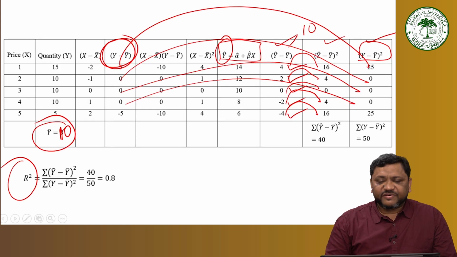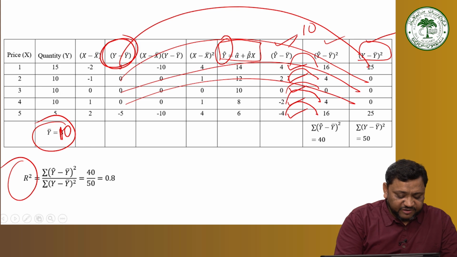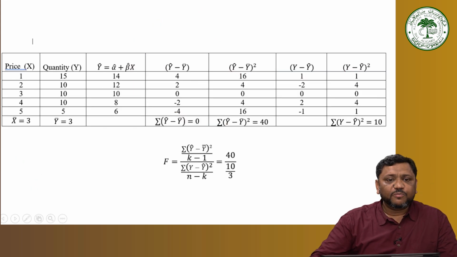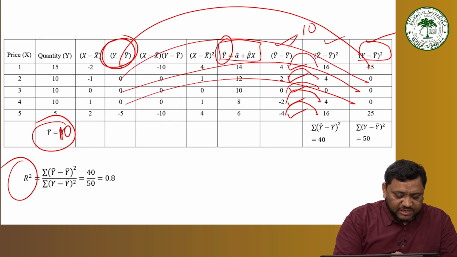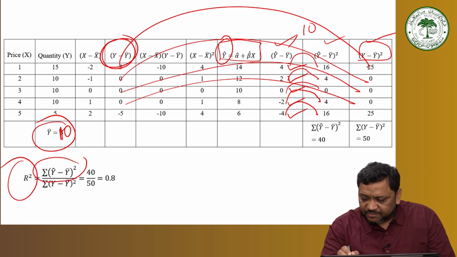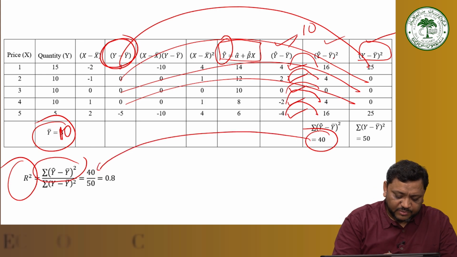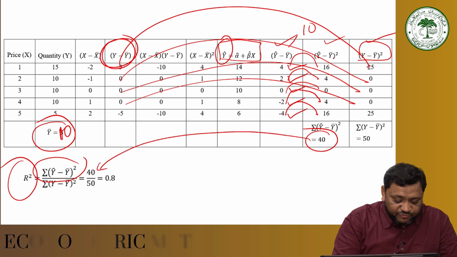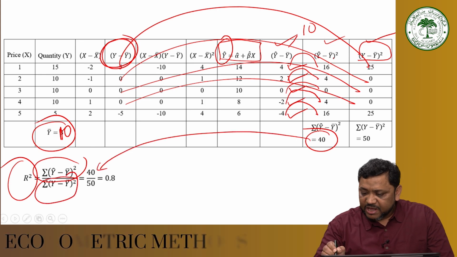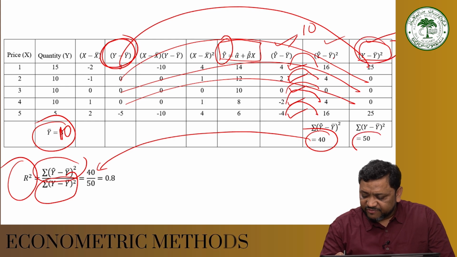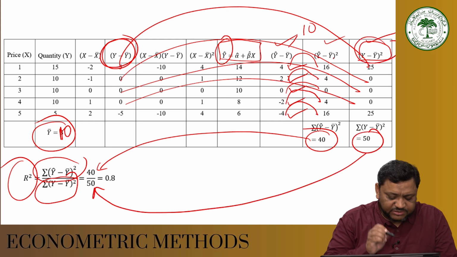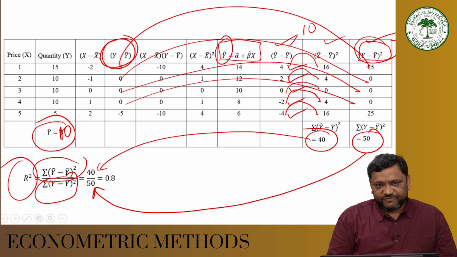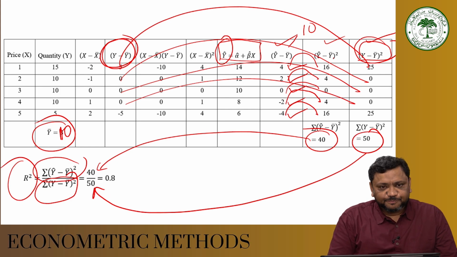So, we get these values. Now, what is the formula for r square? The formula for r square is equal to summation y hat minus y bar square, that is equal to 40. And in the denominator it is y minus y bar square. Here we have done the summation of it, so it is 50. So 40 divided by 50, that is equal to 0.8.